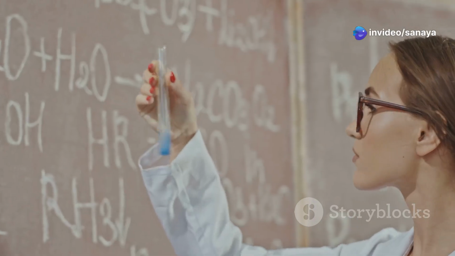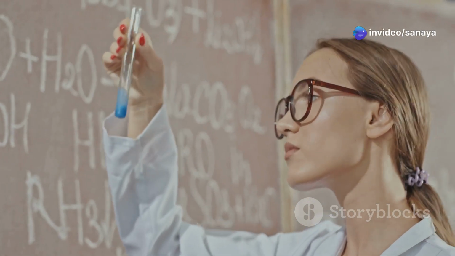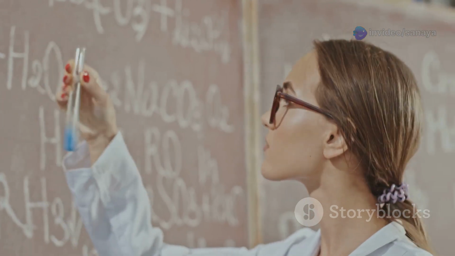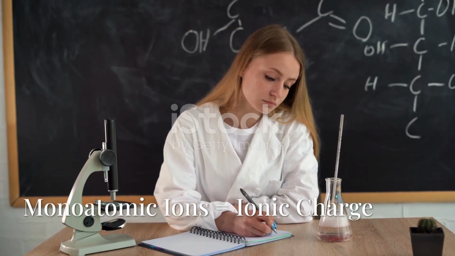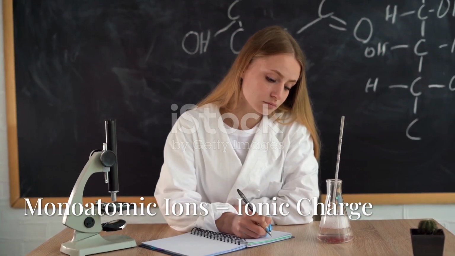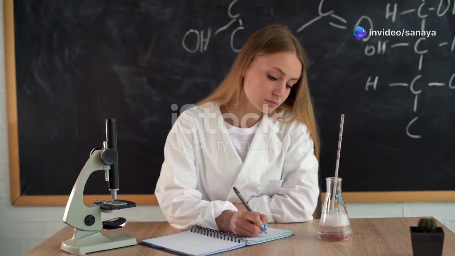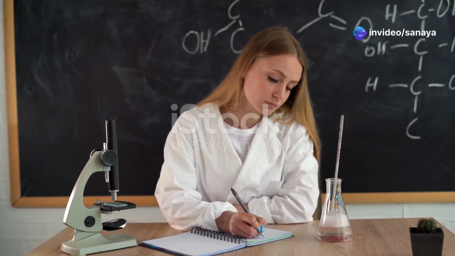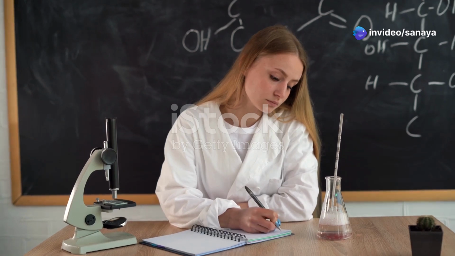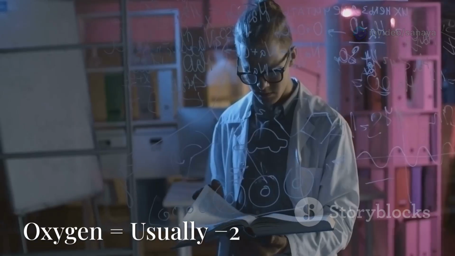Rule 1. Any atom in its elemental form has an oxidation number of 0. This includes single atoms, Na, Fe, and molecules like O2, H2, P4, or S8. It's the baseline. Rule 2. The oxidation number of a monoatomic ion equals its charge. Na+ is +1, Mg2+ is +2, Cl- is -1.